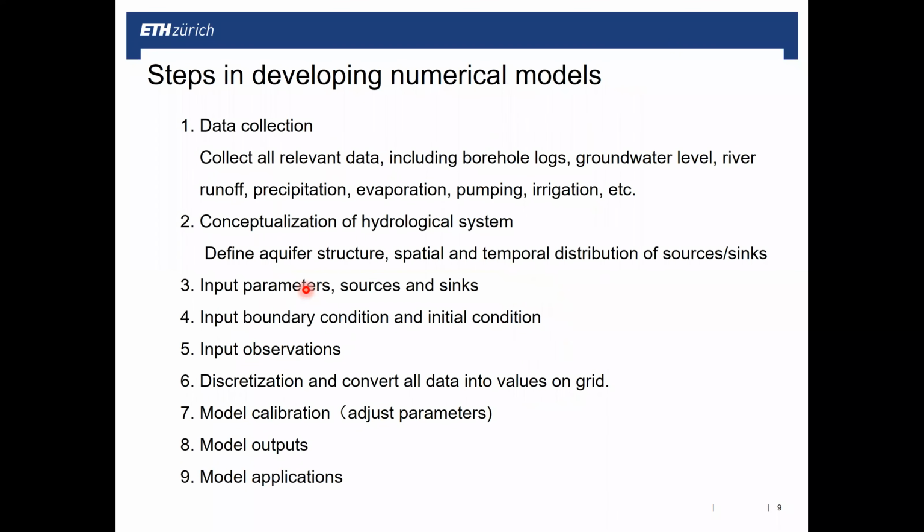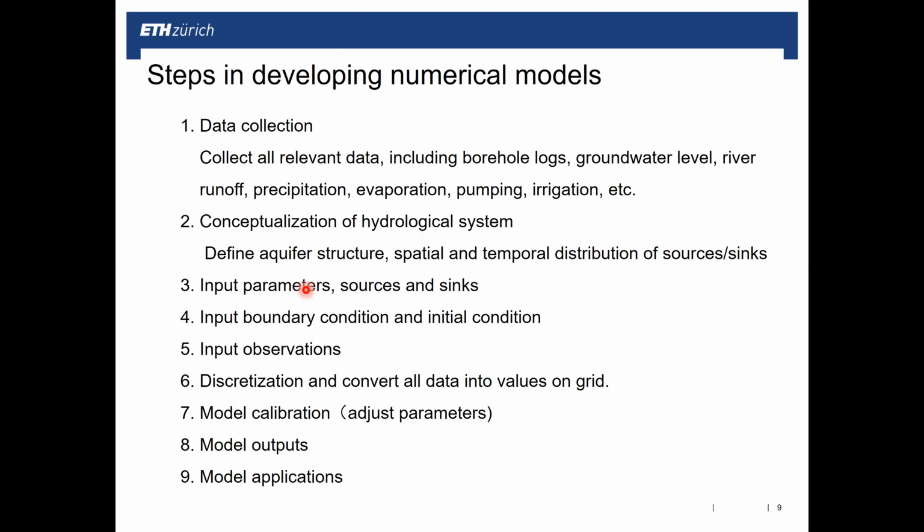And all these software packages follow the following steps to develop the numerical models. First, you have to collect all the data relevant to developing the numerical model, like the groundwater level data, river runoff, precipitation, pumping, and so on. And then you have to conceptualize your aquifer systems.